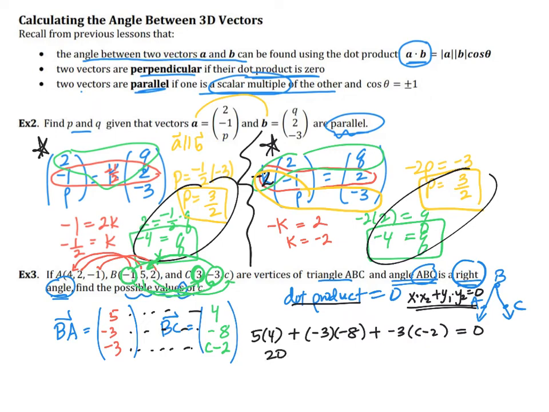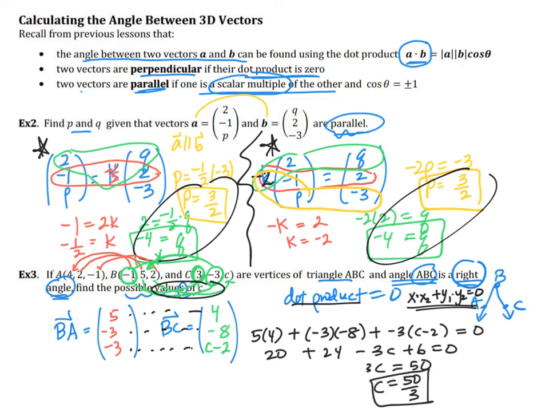So I get 20 plus 24 minus 3c plus 6 equals 0. Once I simplify that, what do I get? 3c equals 50. So there's only one possible solution instead of values. There's only a value. So it looks like c is just equal to 50/3.